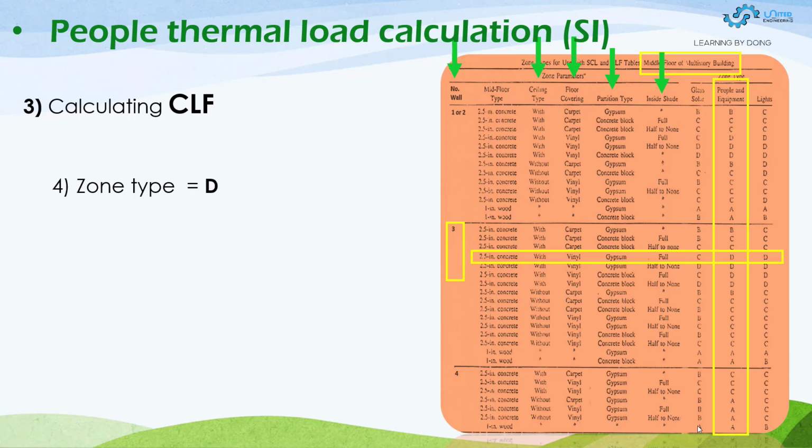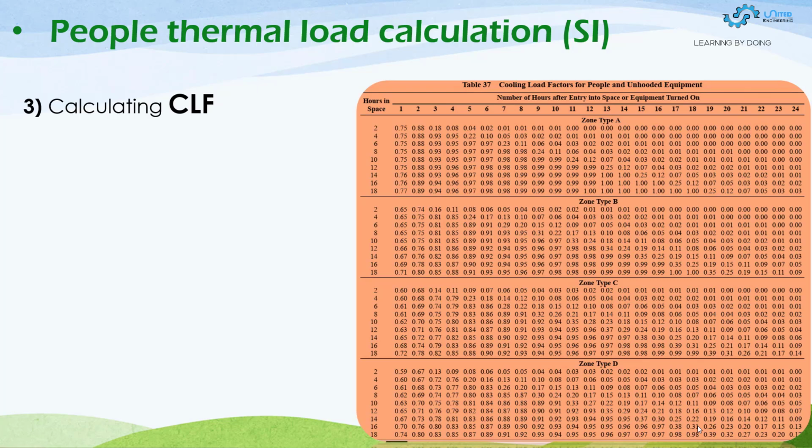Very good. Now we can get the CLF value easily after detecting its 3 required parameters. So we enter the CLF table with the zone type D and the total number of hours of 10 hours. Then for the number of hours from the entry to the designing hour, they are 8 hours. So the intersection between this column and this row gives us a CLF value of 0.88.